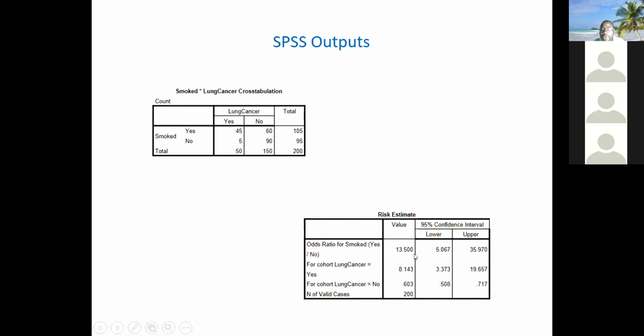The odds ratio is 30.5, relative risk 8.143. There's much difference between 30.5 and 8.143. This is the odds ratio. This is the relative risk.